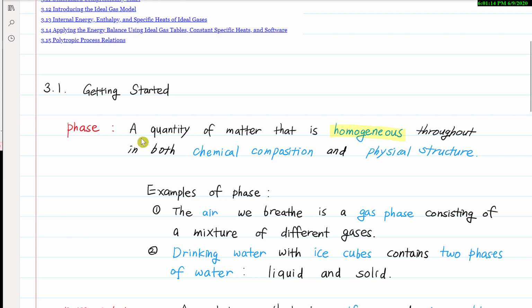A phase is a quantity of matter that is homogeneous throughout in both chemical composition and physical structure. So we know that there are three phases: solid, liquid, and gas. For example, at room temperature and pressure, air exists as a gas. And drinking water with ice cubes contains two phases of water, liquid and solid. When the temperature of water is raised to the boiling temperature, liquid water changes into a gas or water vapor.